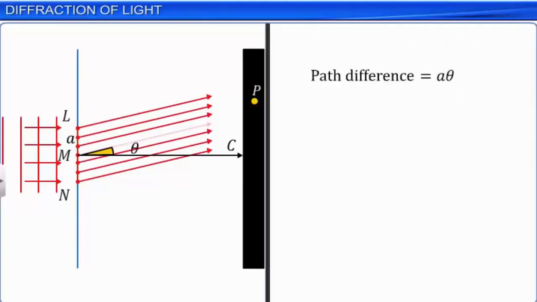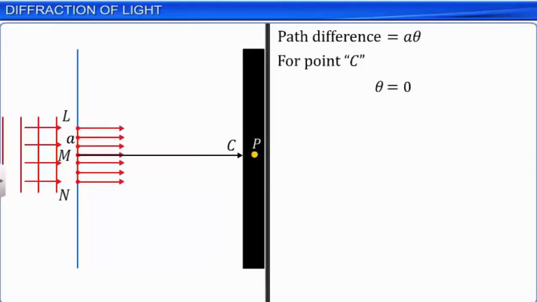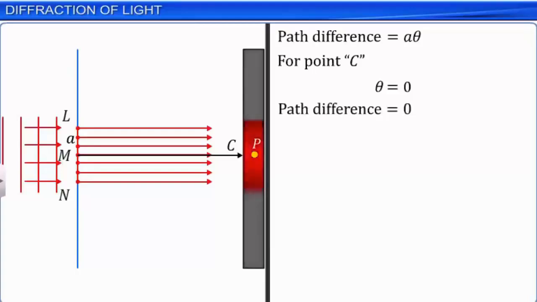Let us first consider the central point C. From the figure, we can see that angle theta is 0 for point C. That means waves from all the point sources reach C in phase, and hence all path differences are also zero. Which means waves from all parts of the slit contribute in phase at C. They interfere constructively and produce maximum intensity at C.